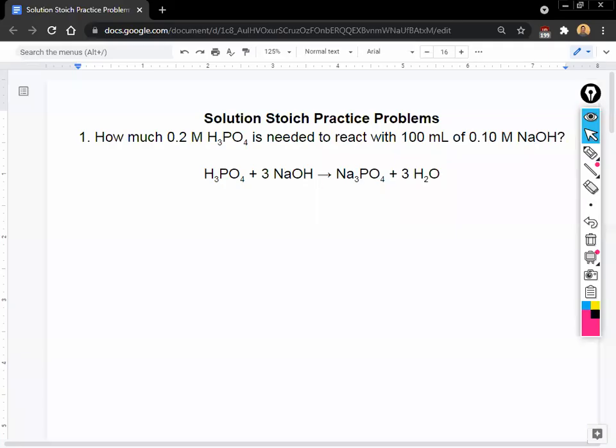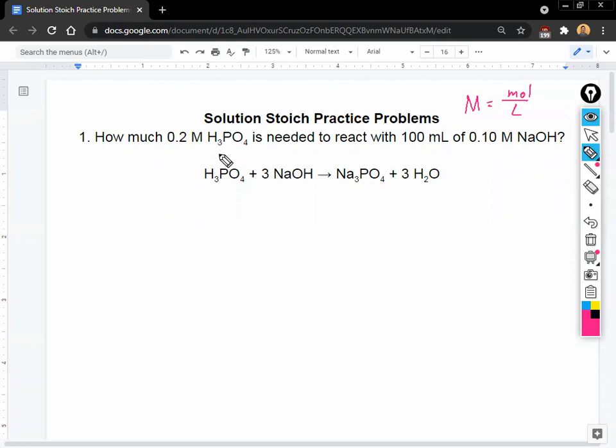Refresher. Okay, so number one, it's asking how much 0.2 molarity H3PO4 is needed to react with 100 milliliters of 0.1 molarity NaOH. And we have the balanced equation right here. Now, whenever we talk about molarity, we are going to use the molarity formula, which is moles over liters. Okay, and so it's asking us how much 0.2 molarity solution is needed to react with the base.